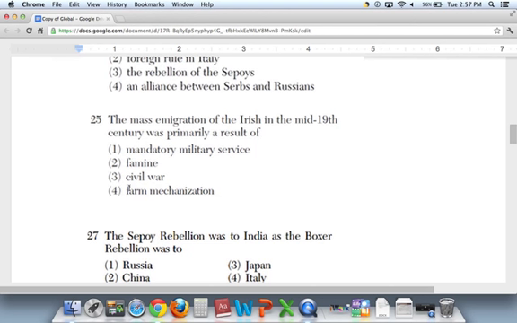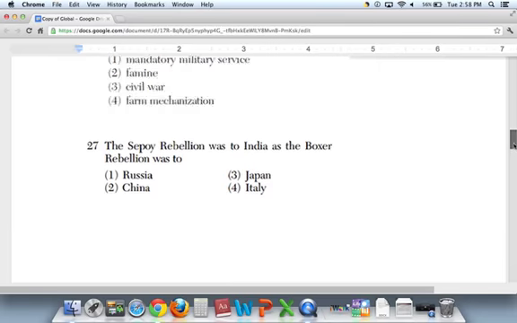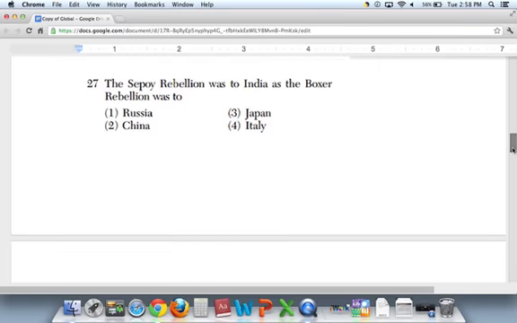Okay, so if you think about the Irish famine that happened, it was because there was a loss of potatoes and food and supplies that the Irish didn't get, and so the correct answer would be 2. Famine, and the immigration had nothing to do with Civil War or farm mechanization or mandatory military service, so the correct answer for 25 would be 2. Famine.